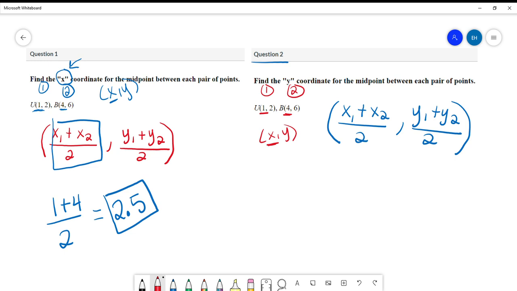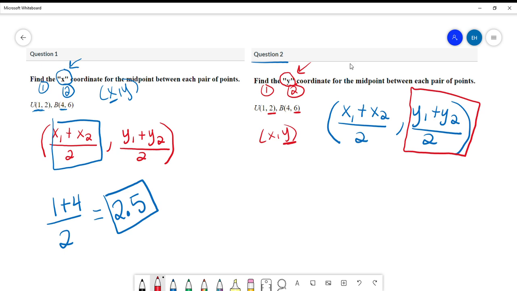Oh, I'm sorry, let me go back on that. My fault. We're only looking for our y value. Make sure we read the problem. So I'm only looking for this y value midpoint. So those are the only ones I need. So I'm going to use this half of the formula now, again, just because I only need that y value.